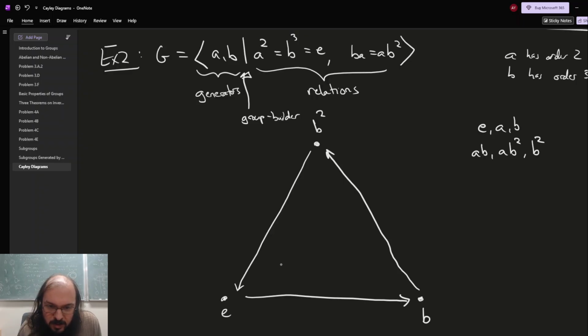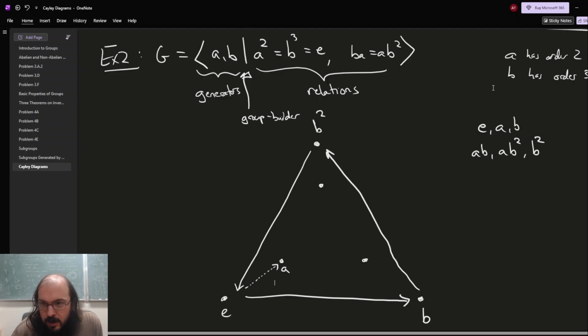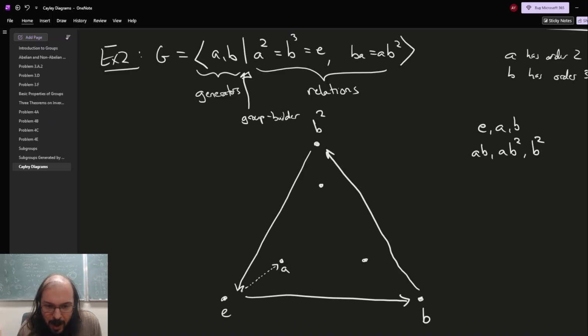Because I want this diagram to encode what happens when I multiply by a and b, I'm going to use a different arrow for multiplication by a. I'll use a dotted arrow. If I have a lot of different kinds of generators, I might want to use multiple colors or other kinds of arrows. Maybe we get a little creative. In any case, when I multiply e by a, I get to a. But when I multiply a by a, I actually get back to e. So this should be a double arrow.